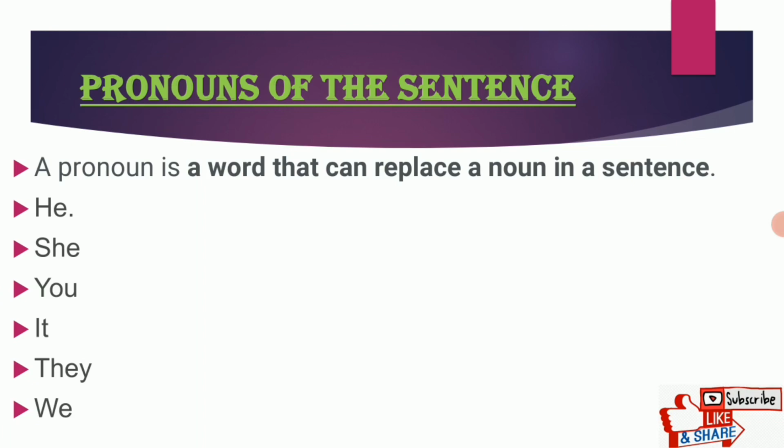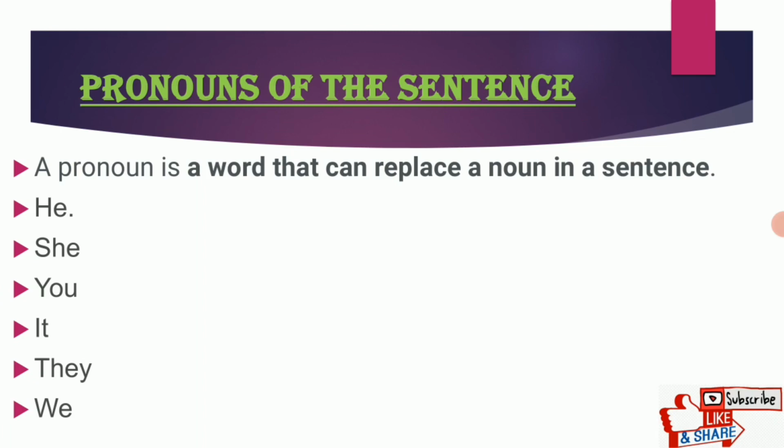If it is a female, we give it as she. If it is the second person, we say you, and if it is a thing, we say it. If there is a group of people, then we give them the pronoun they, or if it is us who are there, then we give it the pronoun we. So these are the pronouns which will be used in the sentence. Sometimes these pronouns will be given in the sentence itself, but if there is no pronoun given and there is a noun over there, you should be capable of turning it into a pronoun.